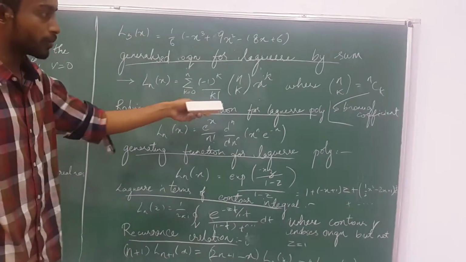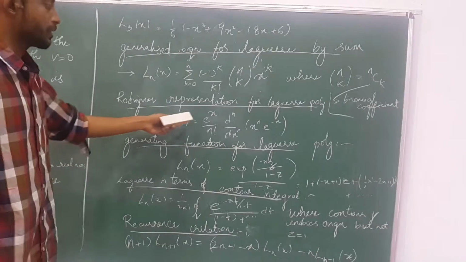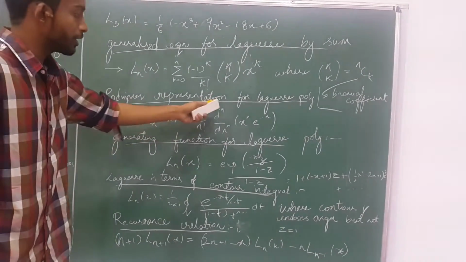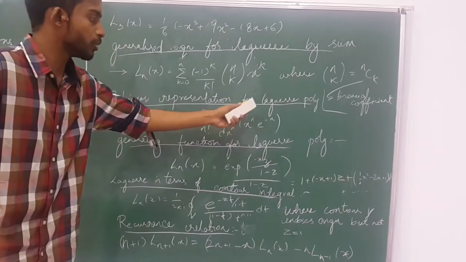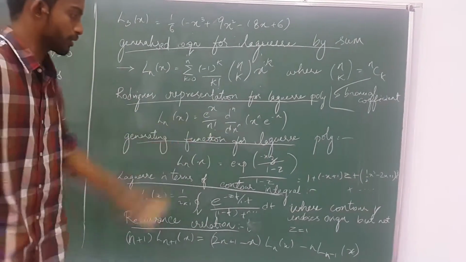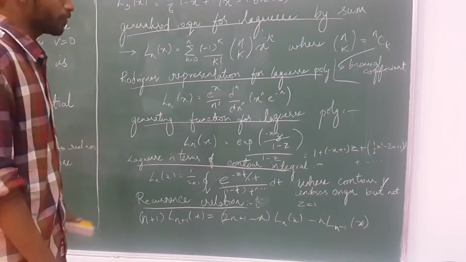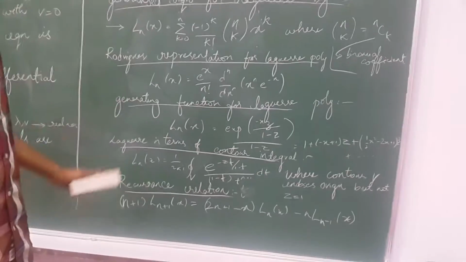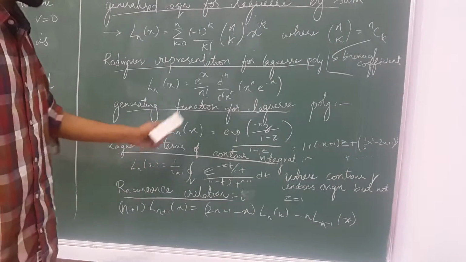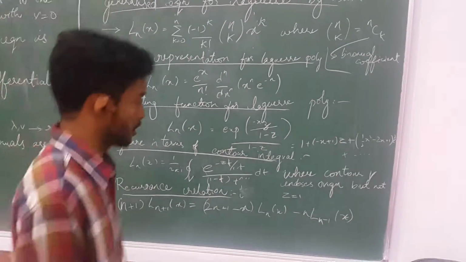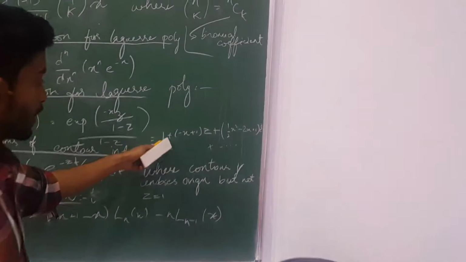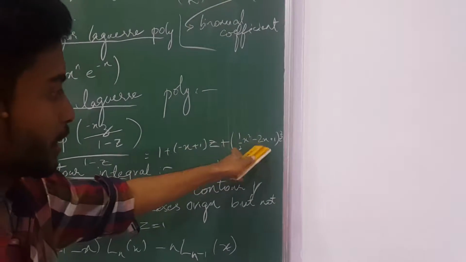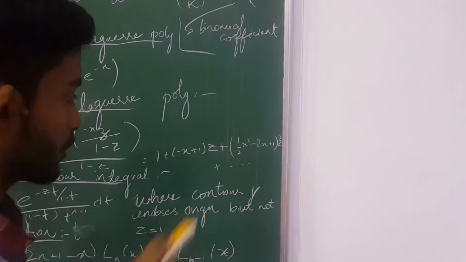The Rodrigues representation for Laguerre polynomials can be represented as e^x / n! times the nth derivative of x^n e^(-x) with respect to x. The generating function for Laguerre polynomials is exp(-xz/(1-z)) / (1-z), which can be expanded as 1 + (-x + 1) z + (1/2 x² - 2x + 1) z², and so on.